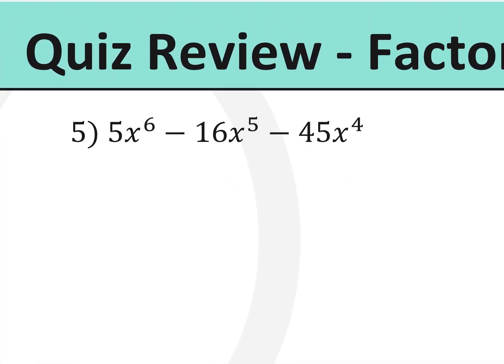What do we look for first? GCF. No numbers, but what about letters? X to the 4th. Good. I can take out an x to the 4th. So I'm left with 5x squared minus 16x minus 45. Yep.